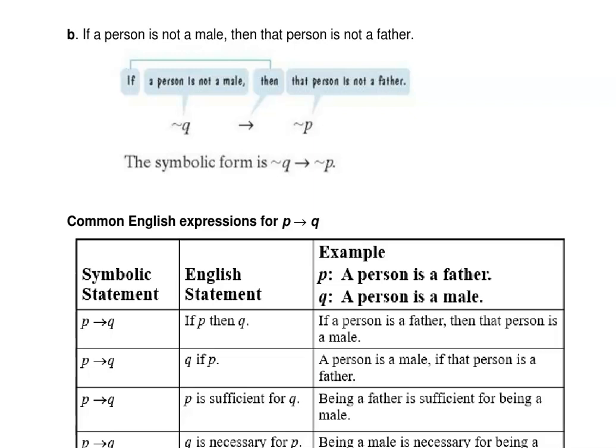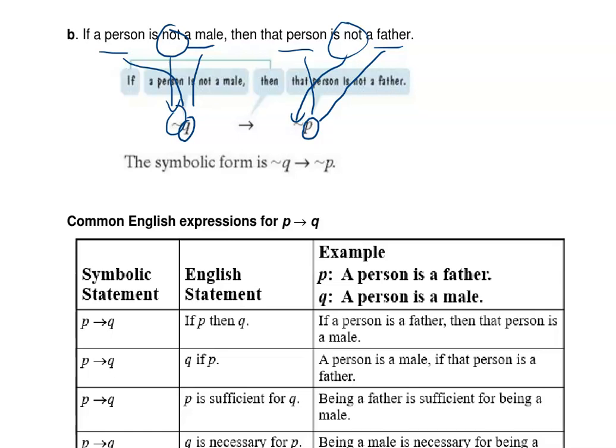Okay, so if a person is not a male, again, a person being a male is statement Q, but we are negating that statement, so we need to use the squiggly line in front of that, right? Then that person is not a father. So a person being a father is statement P. But again, we are negating that statement, so we need a squiggly line in front of that one as well. The if-then part of this translates to the arrow here, and so we end up getting this. And so we would read this as if not Q, then not P. That's how that would be read.